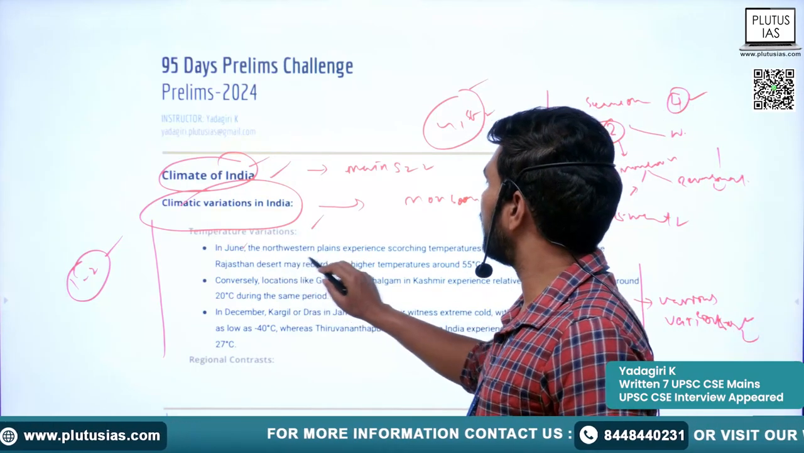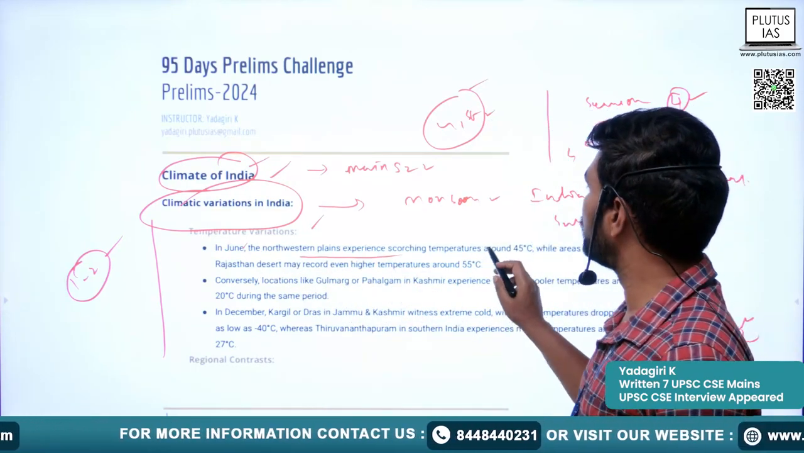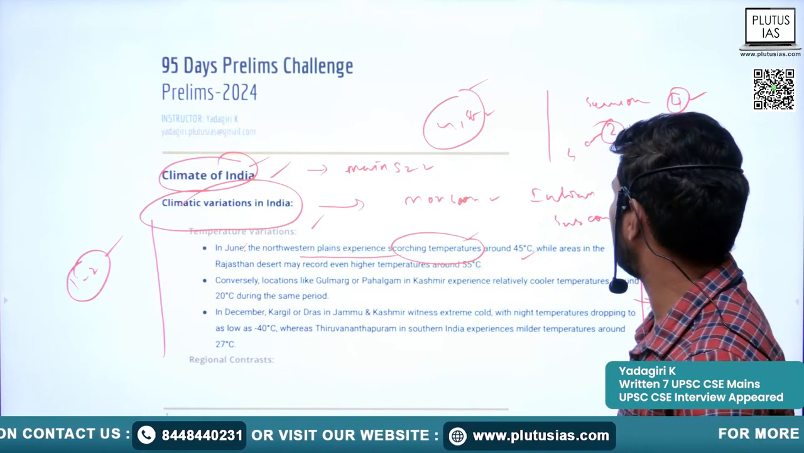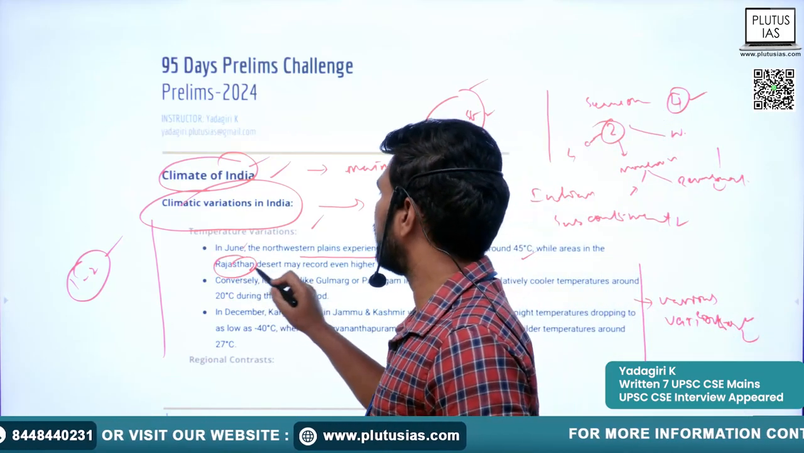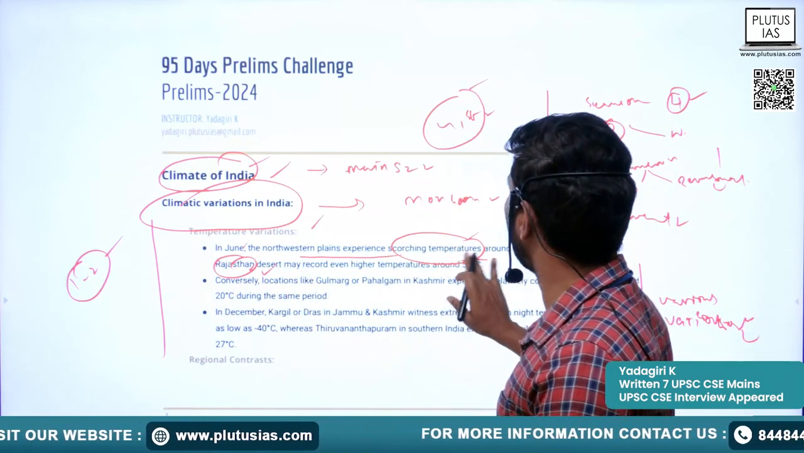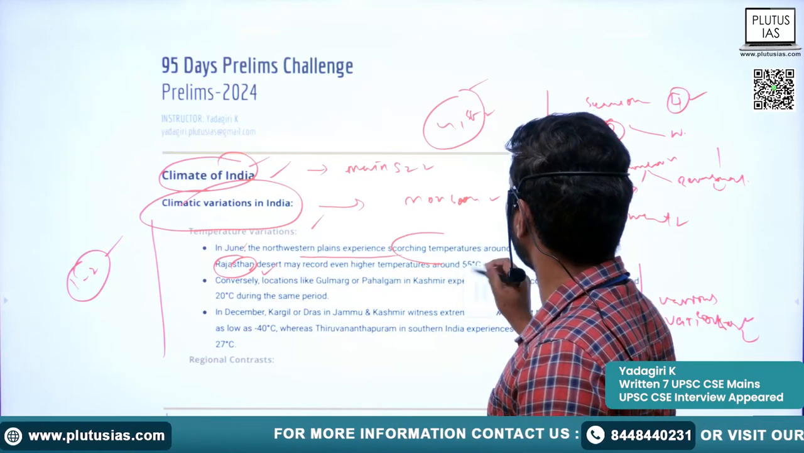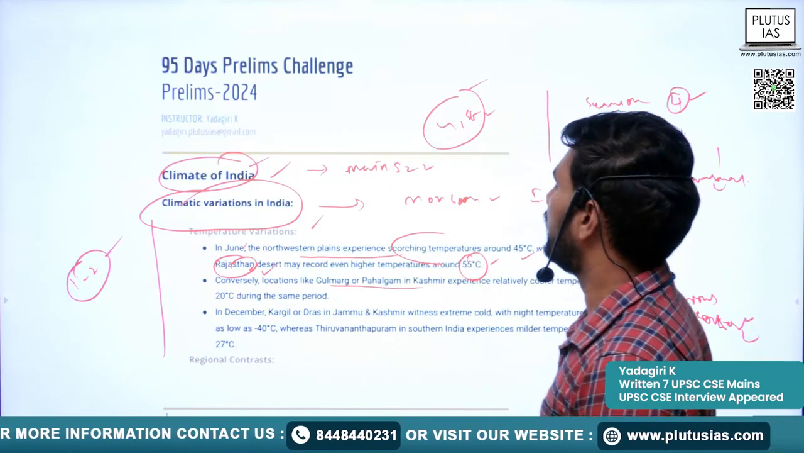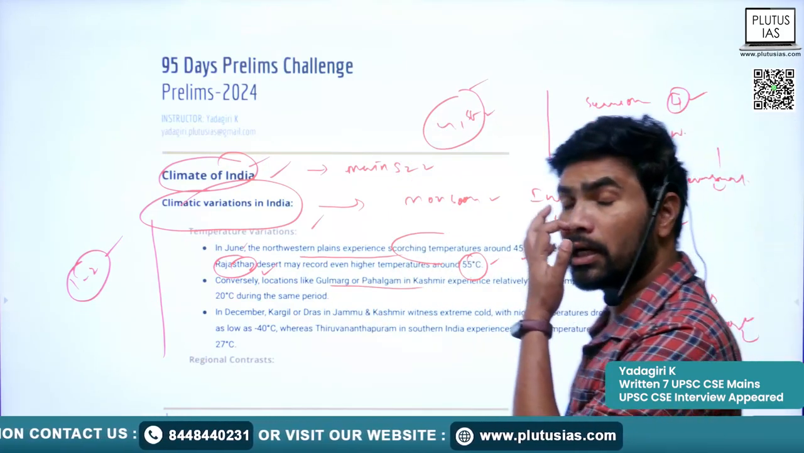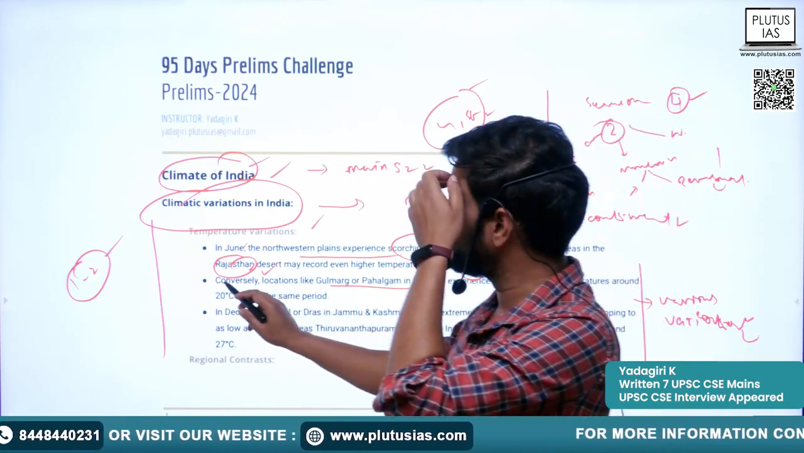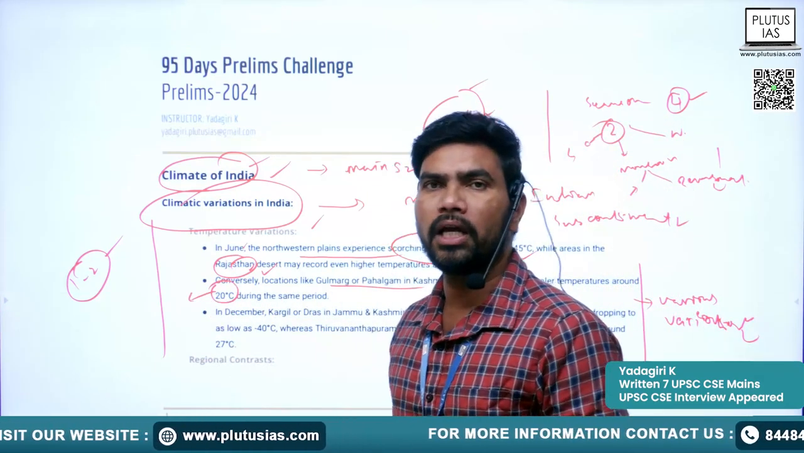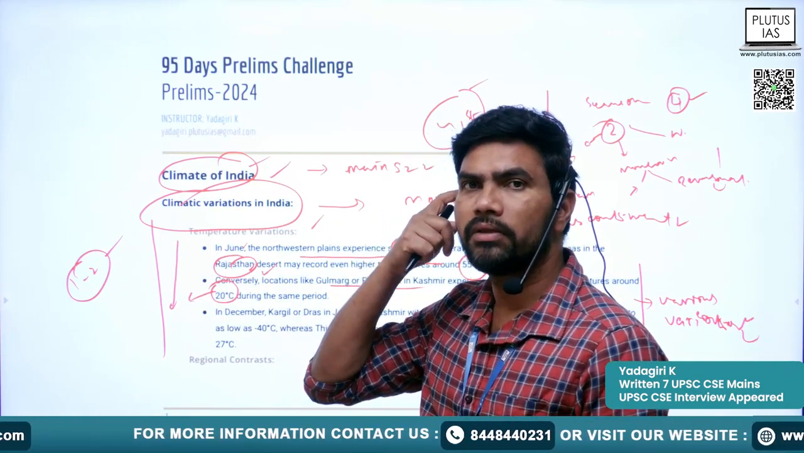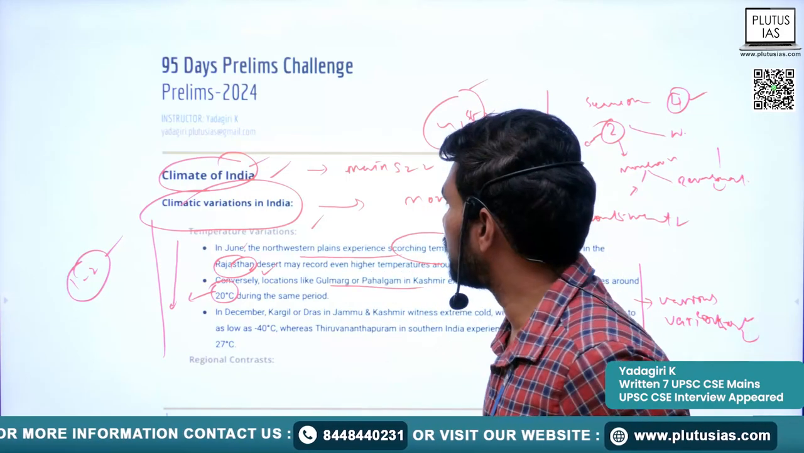In June, the northwestern parts experience scorching heat around 45 degrees centigrade, while areas like the Rajasthan desert, the Thar desert, see temperatures even up to 55 degrees centigrade. However, in June itself, areas like Gulmarg and Pahalgam in Kashmir experience a maximum temperature of only about 20 degrees centigrade. So this range of temperatures we can see in the June month, in the summer season.